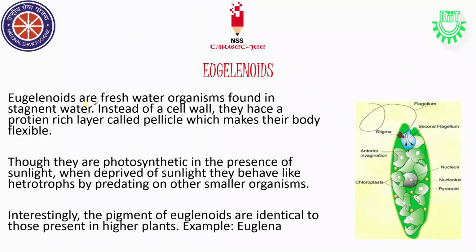Euglenoids are freshwater organisms found in stagnant water. Stagnant water is still water.